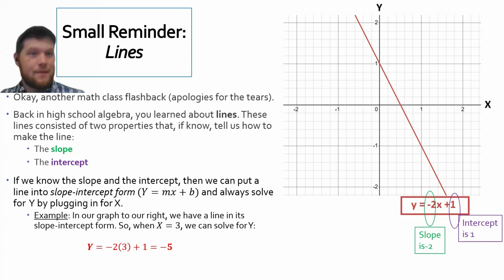The slope and the intercept can be made into a line in slope-intercept form: y equals mx plus b. And you can always solve for y by just plugging in x. In the graph to our right, our slope is -2 and our intercept is 1. By plugging in these two values, we have it in slope-intercept form. If I say x is 3, we can solve for y by plugging in 3: -2 times 3 is -6, plus 1 is -5.